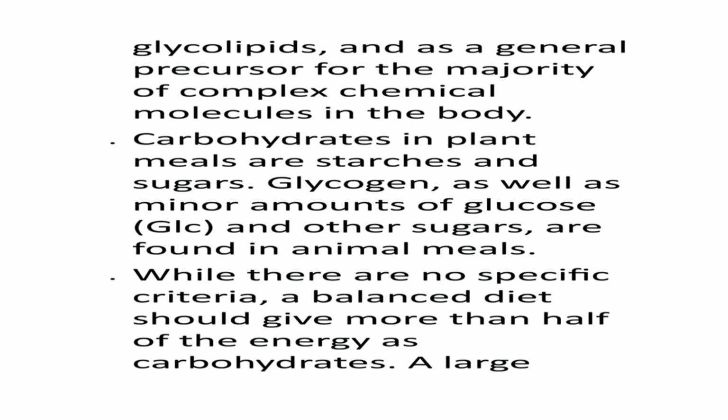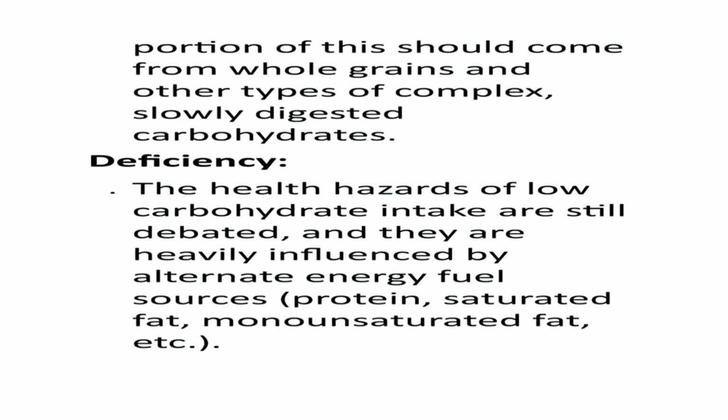Carbohydrates in plant meals are starches and sugars. Glycogen, as well as minor amounts of glucose and other sugars, are found in animal meals. While there are no specific criteria, a balanced diet should give more than half of the energy as carbohydrates. A large portion of this should come from whole grains and other types of complex, slowly digested carbohydrates.